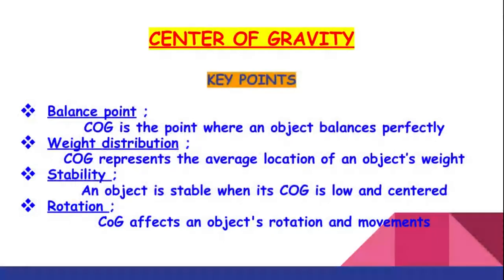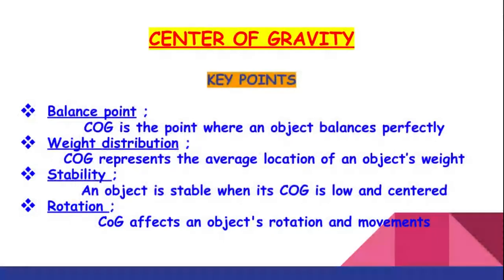Weight distribution: center of gravity represents the average location of an object's weight. If you know the center of gravity point, you can know the average location of an object's weight. Stability: an object is stable when its center of gravity is low and concentrated. So if you know the center of gravity point, then you can lift the object and it will be stable; it cannot tilt or go down.